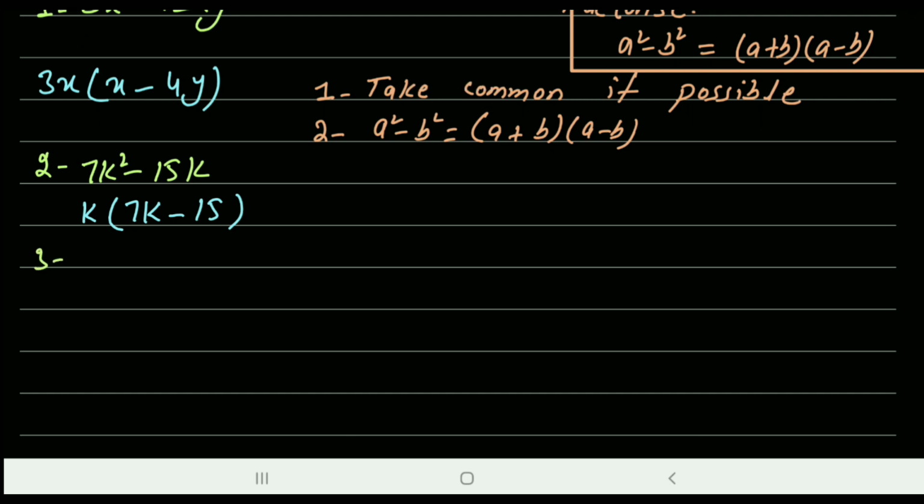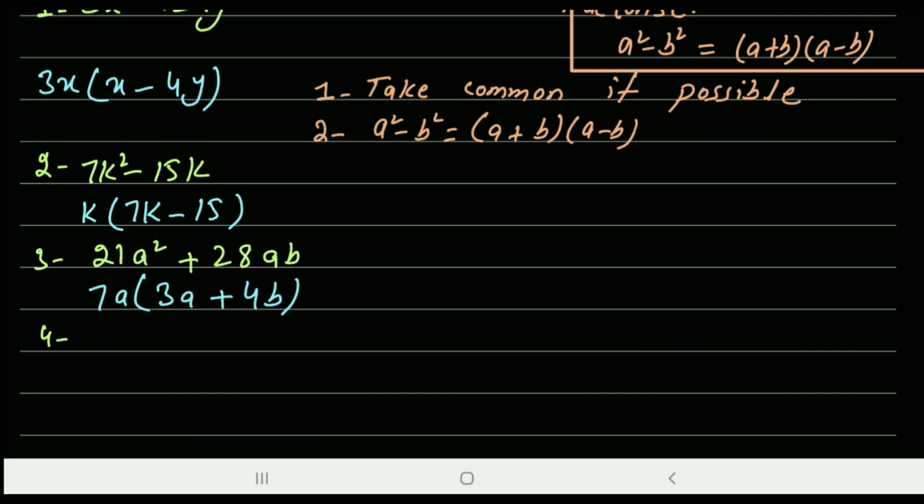Example number 3: if the question is 21a square plus 28ab, how will we solve it? So what is the common? Here 7a is common, and 3a plus 7 for the 28b, 4b is left. This is the answer of this question. Okay, so let's do the next example.